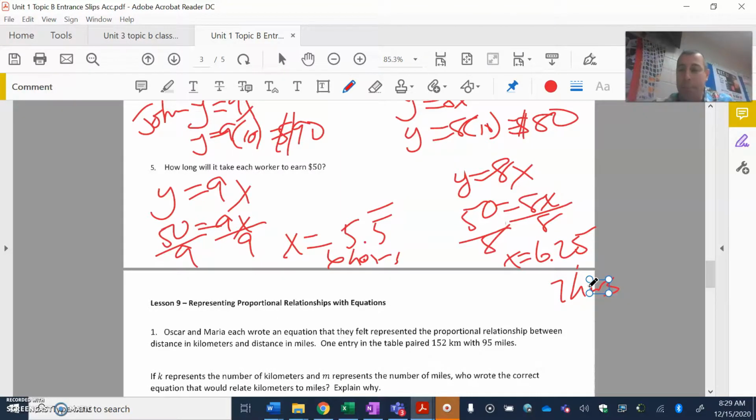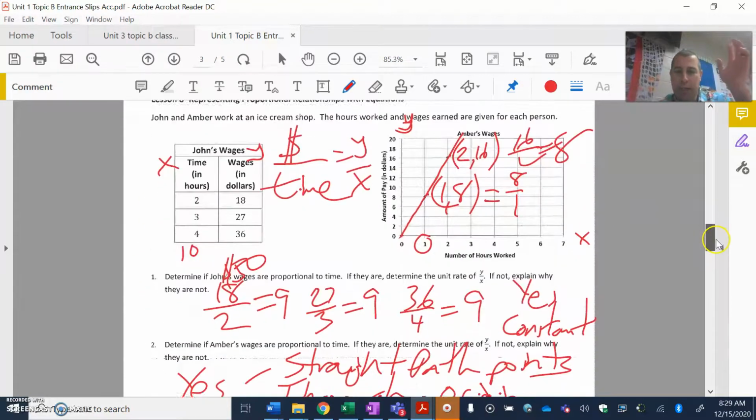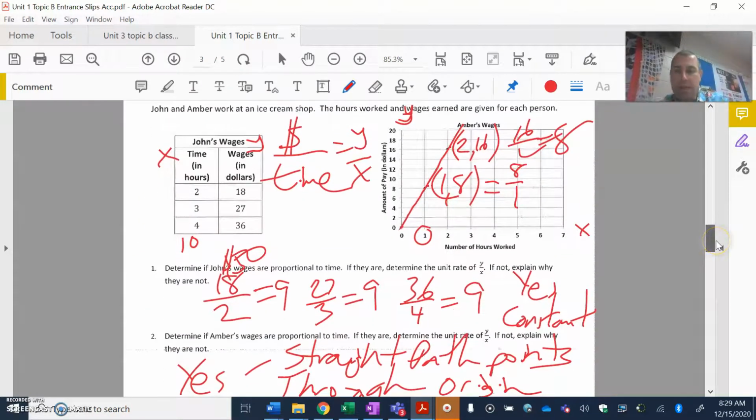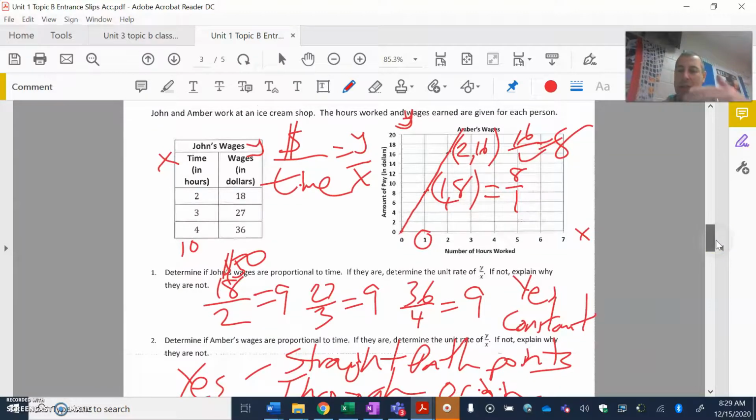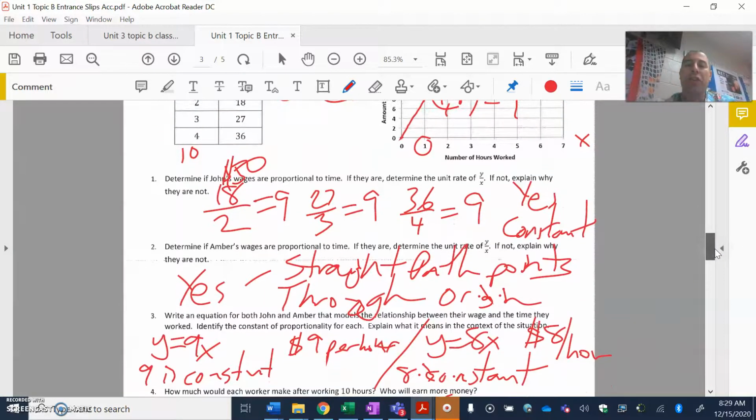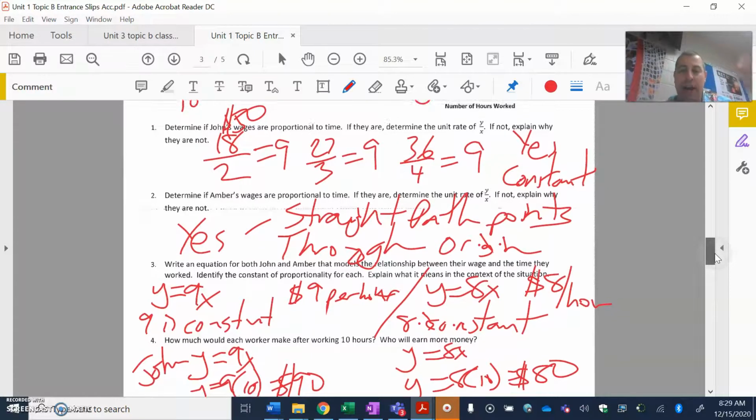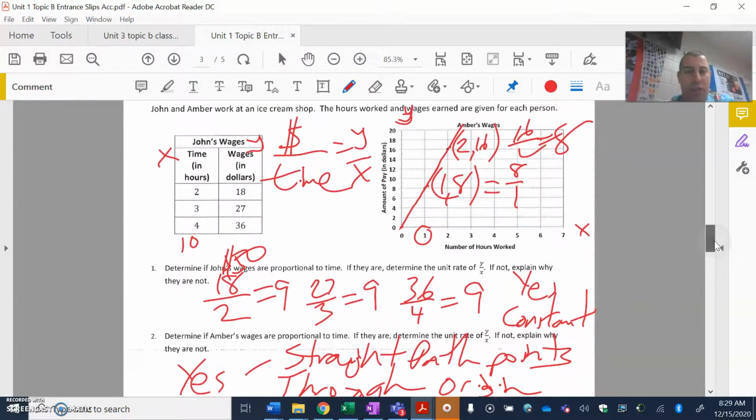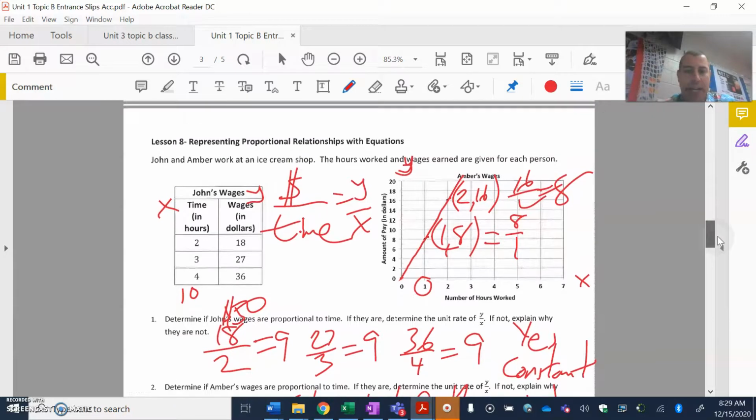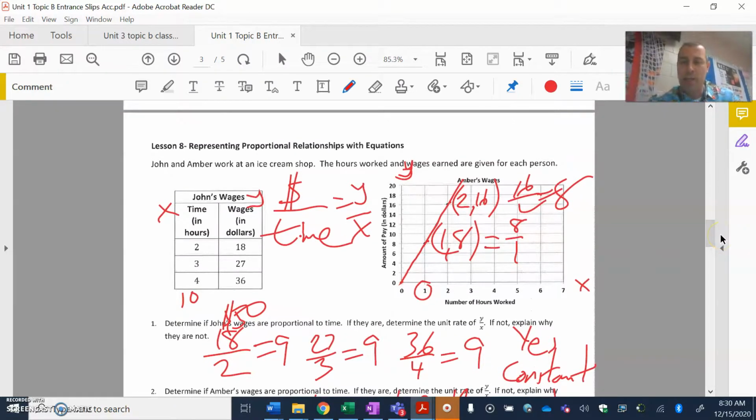So again, what we've seen: writing the equation based off of tables, based off of charts, making sure we understand our vocabulary here, constants of proportionality, how we find it, all those types of things. All right, people, that's lesson 8 for you. Congratulations, you made it.